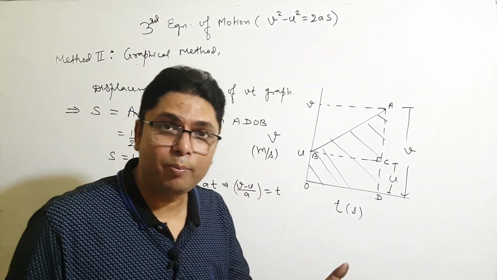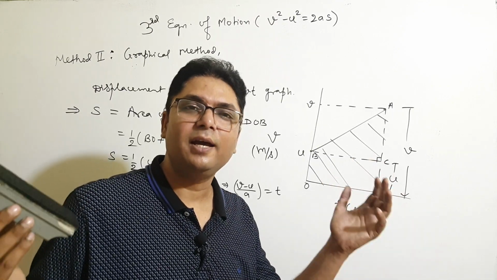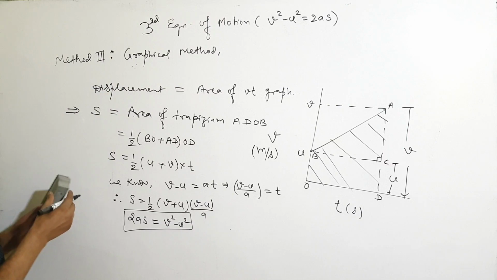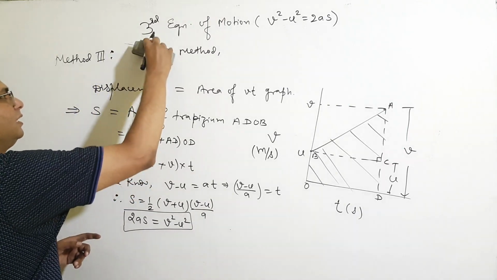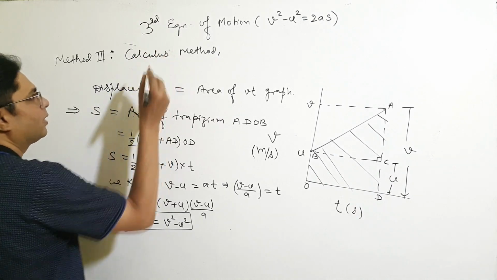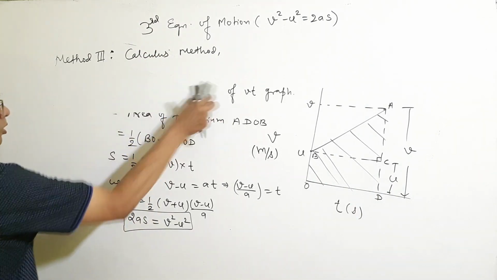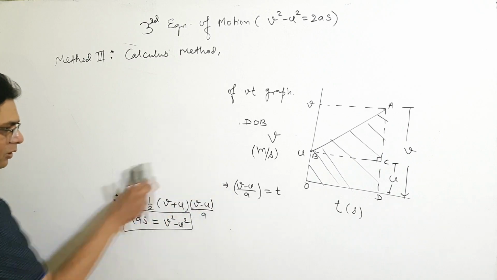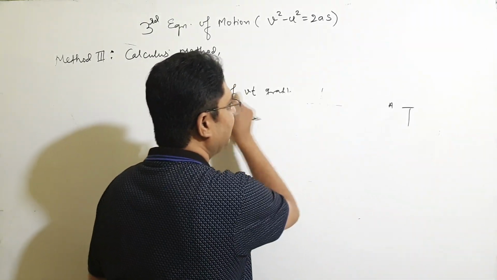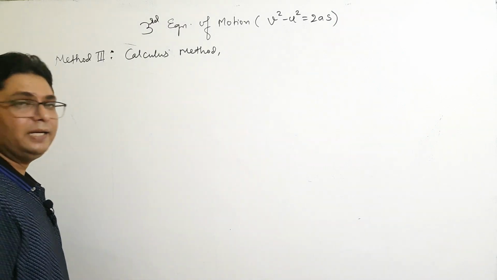Now you are going to obtain the third equation of motion using calculus. So the third method is known as the calculus method. You know that there is a term known as instantaneous acceleration. What is that?